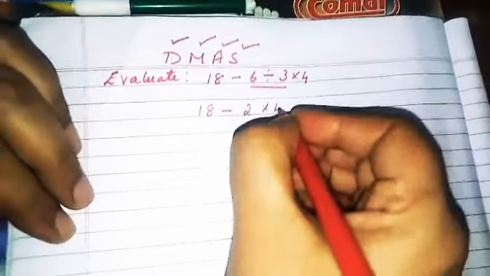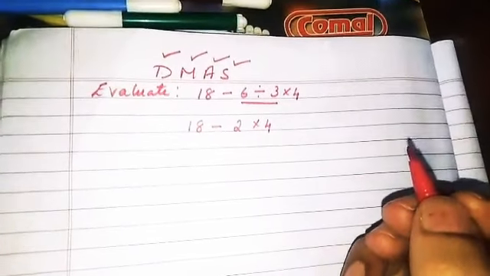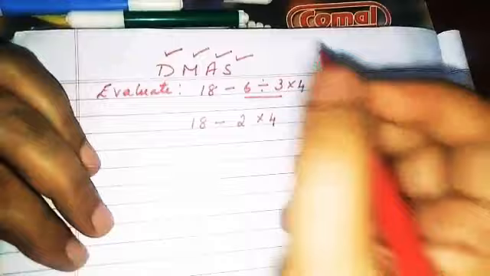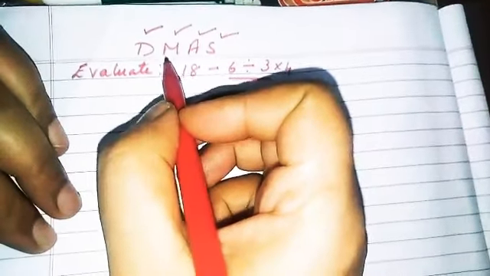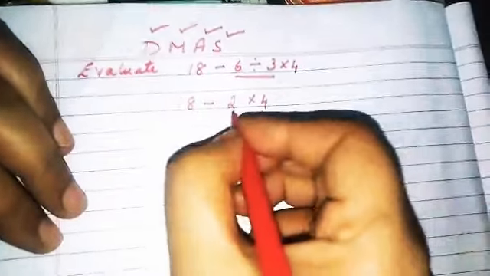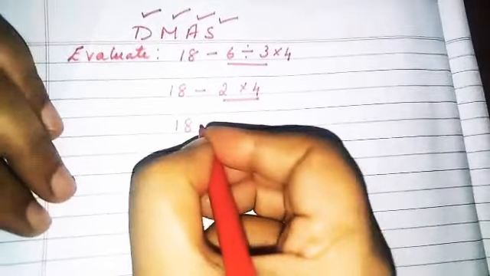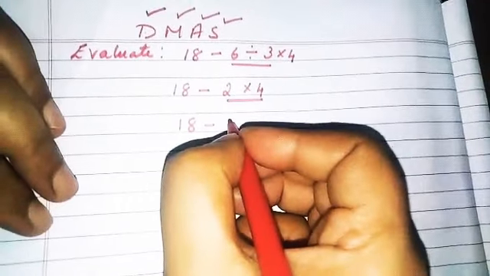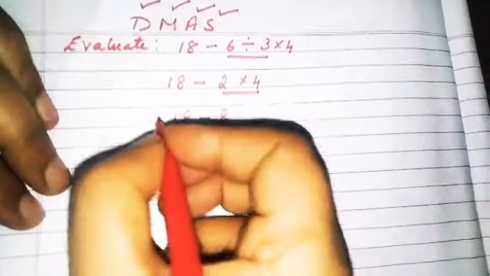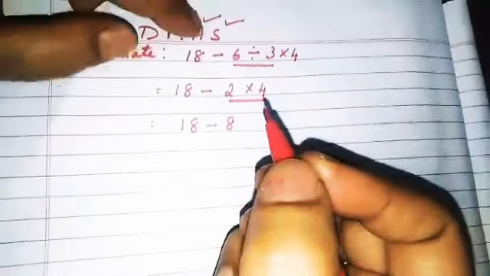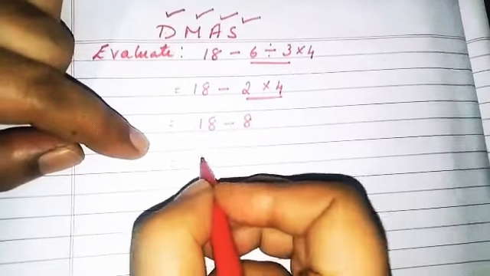Then write down the rest of the numbers along with the signs. The next thing is we perform the operation of multiplication. So we multiply 2 into 4. So 18 minus 2 fours are 8. That is, 2 times 4 is 8. And the last thing is we do subtraction. So 18 minus 8 gives you 10.